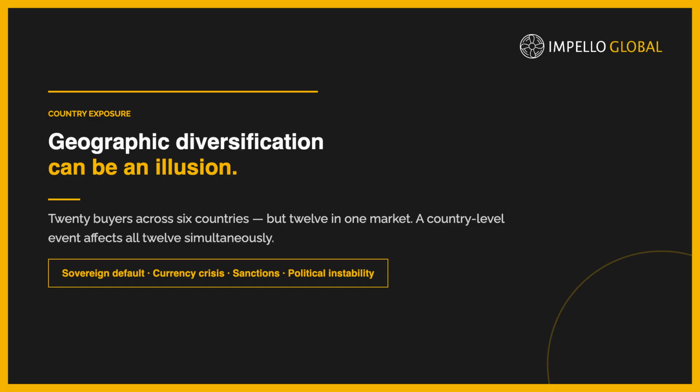Third, sector correlation. Buyers in the same sector tend to struggle at the same time. If you export to 5 automotive suppliers and the automotive sector hits a down cycle, their credit quality degrades together. Sector correlation amplifies the effect of buyer concentration. The problem is not any one of these in isolation. It is when they stack. High buyer concentration in a single country, in a correlated sector, that is where exporters get hurt badly and fast.